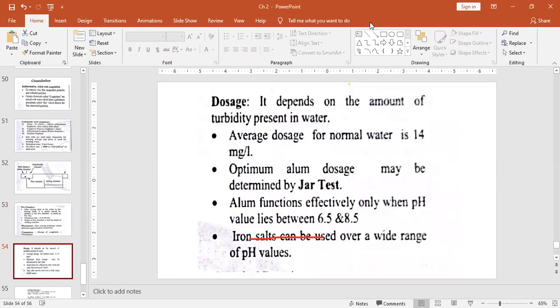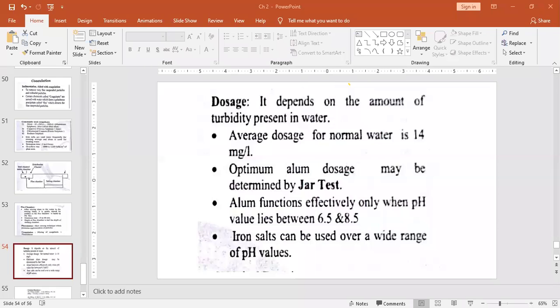Now, how to apply the dose? This is not required in that much detail, but still we will finish it. Let me erase the line over here. Now, doses. How to decide the requirement of dose for the flocculation process? It depends on the amount of turbidity present in water. So firstly, roughly at least you need to find out the turbidity present in the water, and then you can decide the dose of coagulants. Average dose for normal water is 14 milligram per liter.